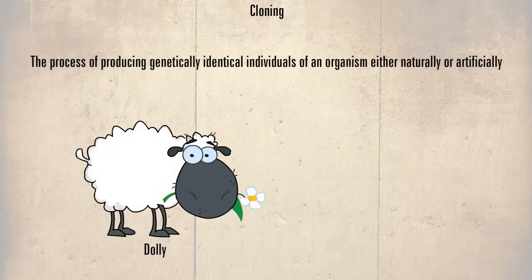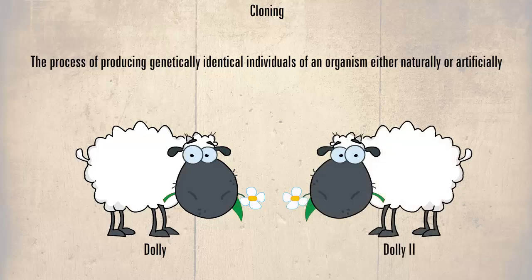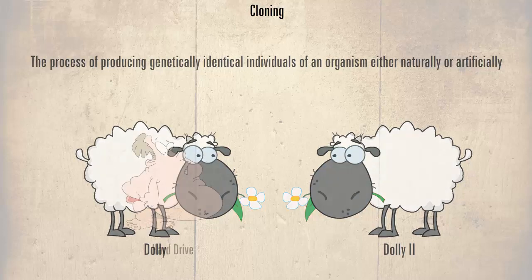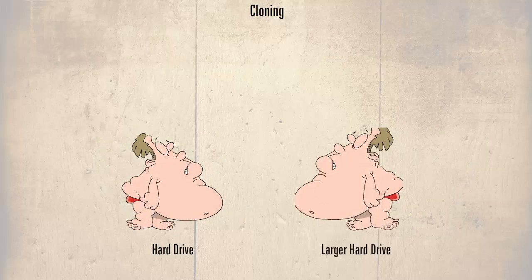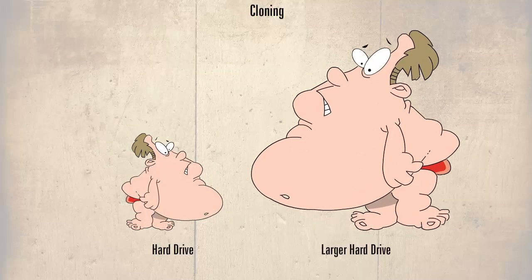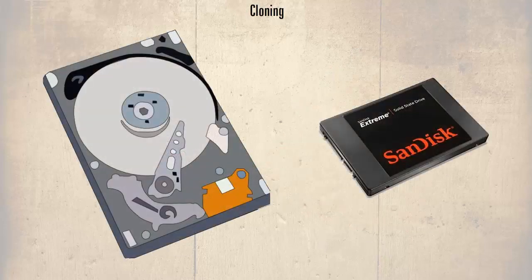Cloning is described as the process of producing genetically identical individuals of an organism, either naturally or artificially. We are using this term to describe a process of identically copying one storage device to another. The reason for this is maybe the existing storage device is full, so it is being replaced with a larger size. Or it could be that a faster storage device is available, such as an SSD.